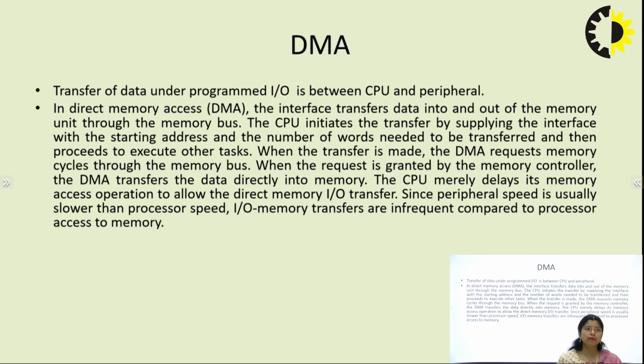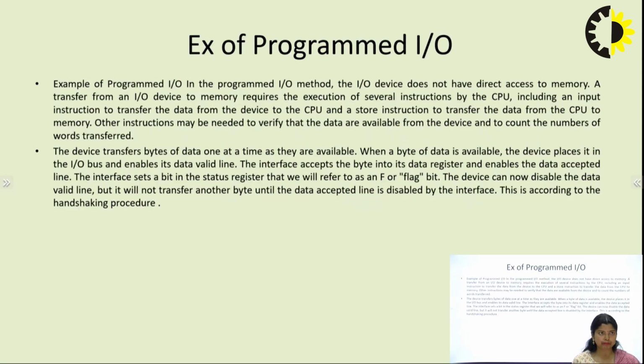In direct memory access, the interface transfers data into and out of the memory unit through the memory bus. The CPU initiates the transfer by supplying the interface with the starting address and the number of words, and the data is transferred with the help of the DMA controller. In this information transfer, the CPU is not involved.